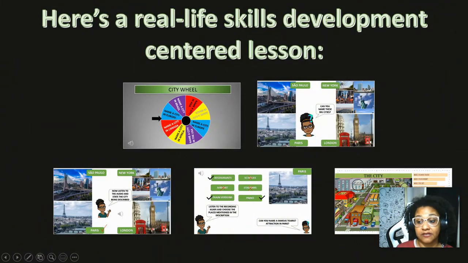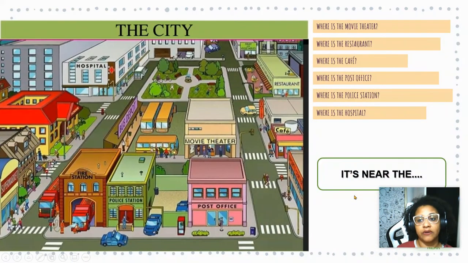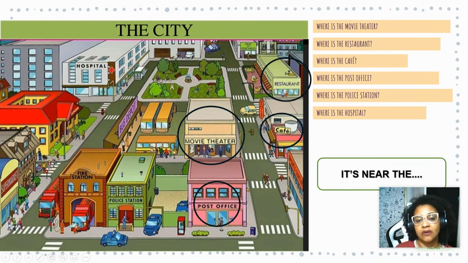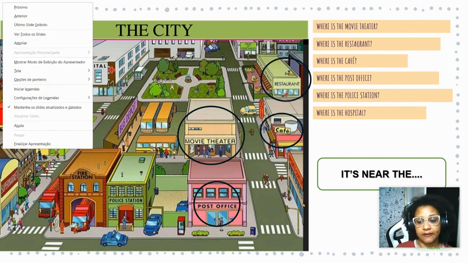And as a follow-up task, I decided to work on "where is it?" So it's near the, and they were supposed to tell me one place is near the other. So where's the movie theater? They should say it's near the cafe, it's near the post office, it's near the bus depot. So they should say things like this. And the main goal for my lesson was to identify, name, and describe the location of those places in the city.